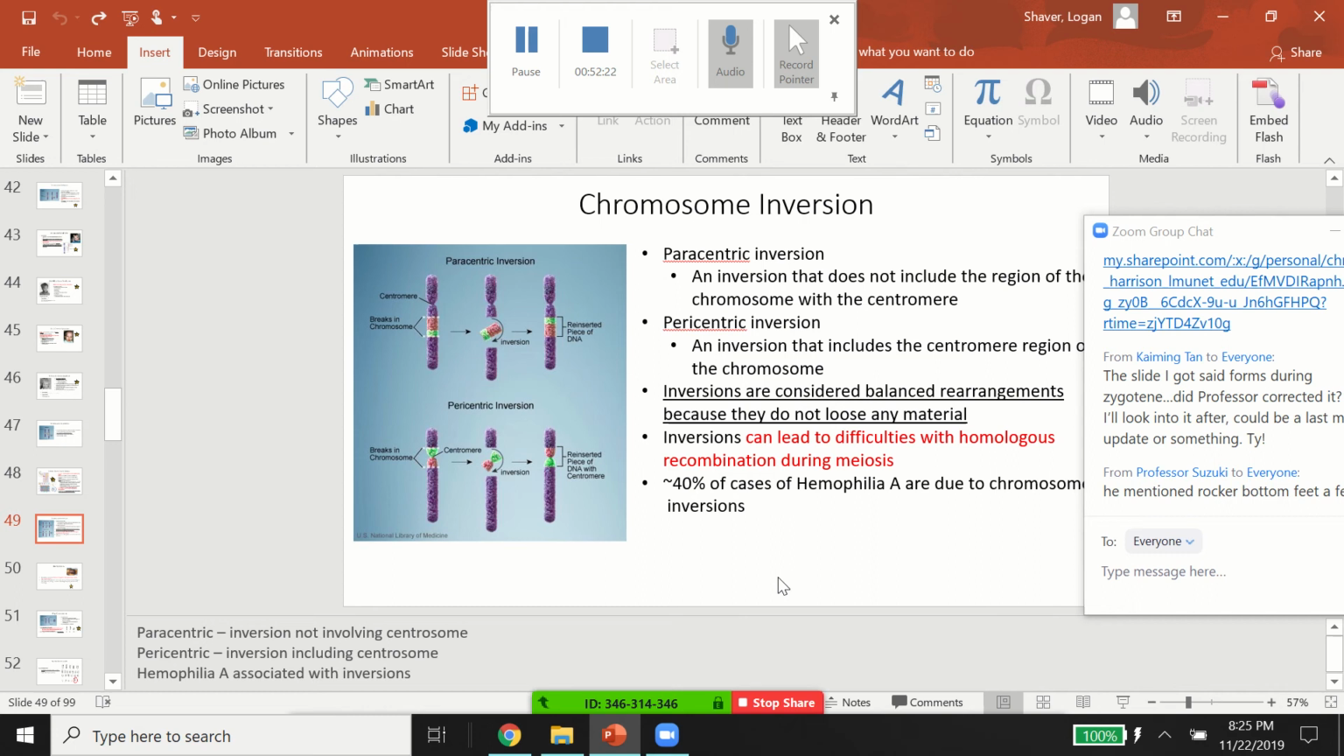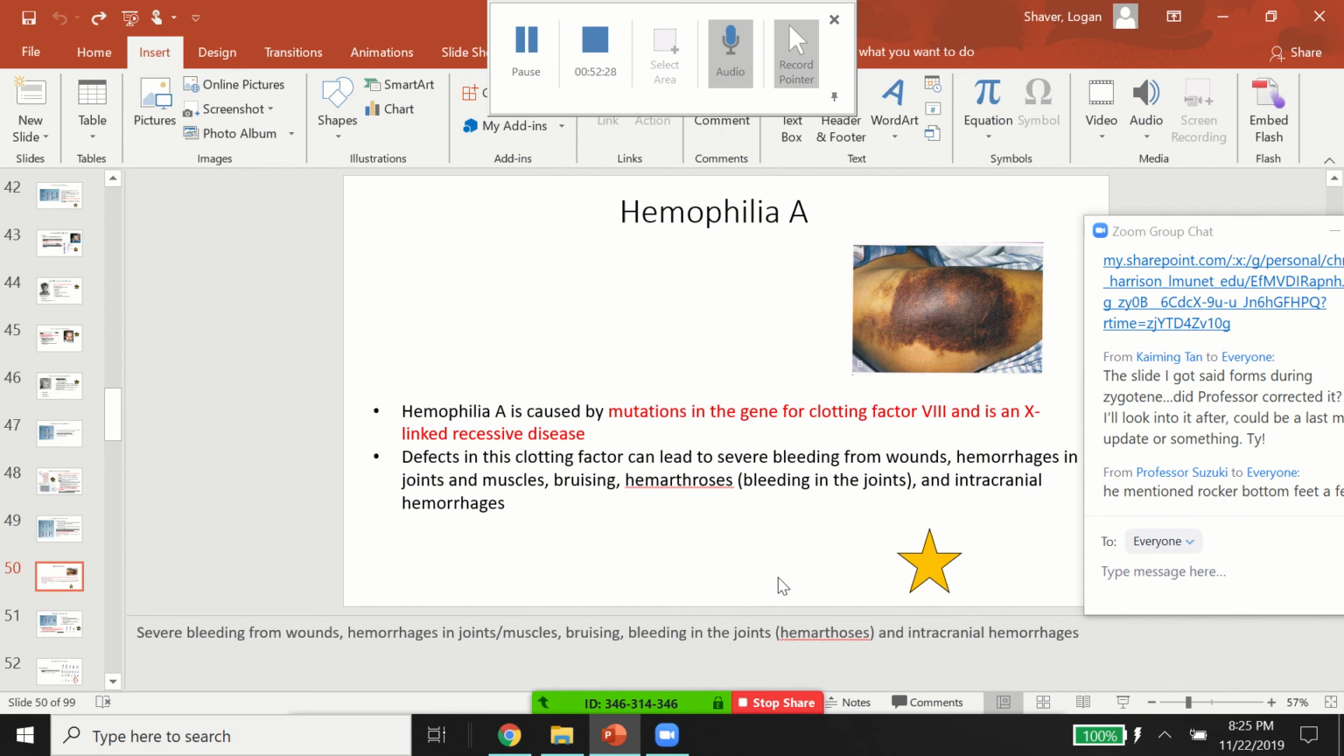But yeah, notice there's no loss of genetic material at all. It's all balanced out. They just flip it over. All right, hemophilia A. Okay, so that's an example of a chromosome inversion.